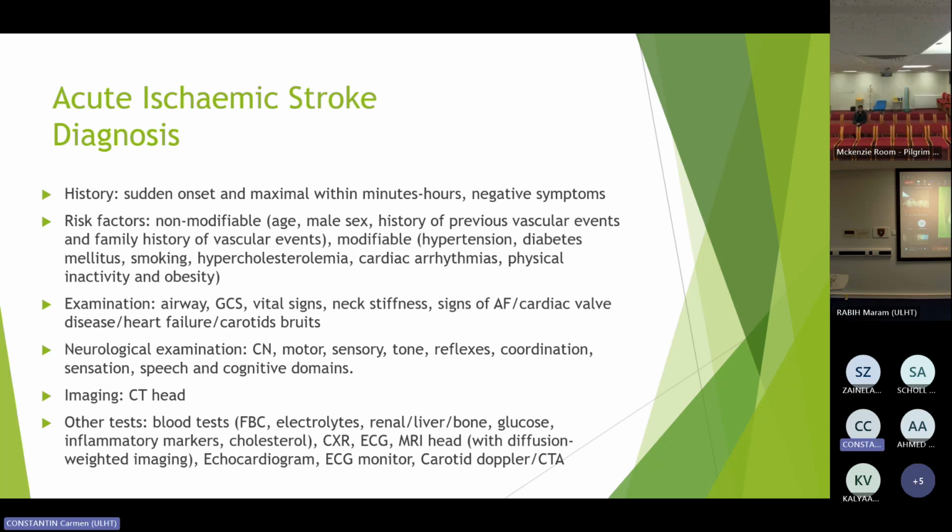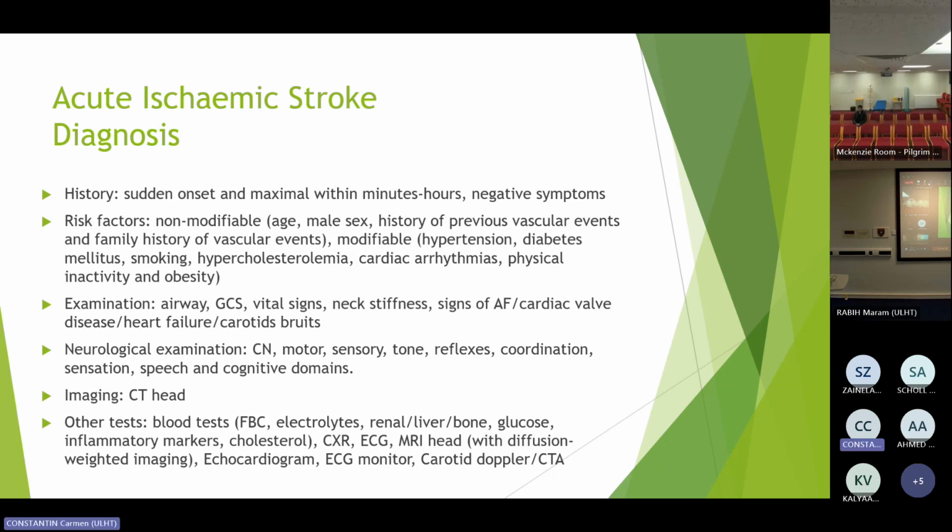So loss of speech, loss of power, loss of strength, loss of sensation. Risk factors, as I said, we outlined them already, but just to mention that they are modifiable and non-modifiable. And the modifiable ones we have to insist on, so control of the hypertension, diabetes, dyslipidemia, cardiac arrhythmias like atrial fibrillation, obesity.